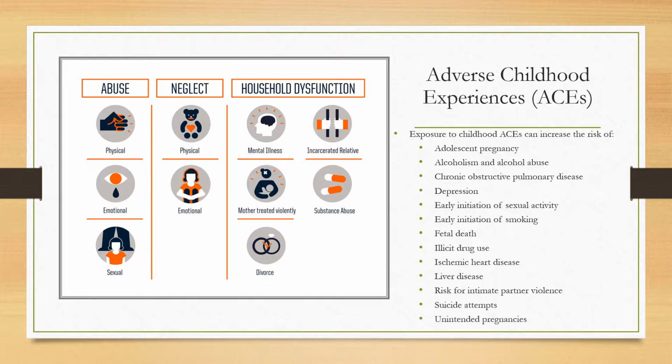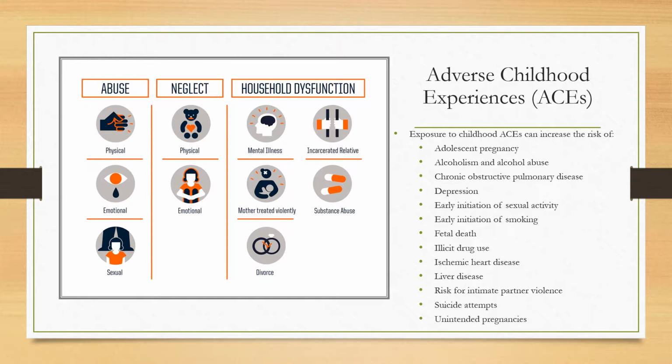So these adverse childhood experiences, there are 10 experiences that this study has looked at. It looks at abuse in the forms of physical abuse, emotional abuse, and sexual abuse. Neglect in the form of physical neglect and emotional neglect. And the final category is household dysfunction, which looks at: is there a member of the family who has a mental illness? Is there an immediate family member who has been incarcerated? Was the mother of the child treated violently? Are there substance abuse issues in the home? And have the child's parents been divorced or separated, or by death even?